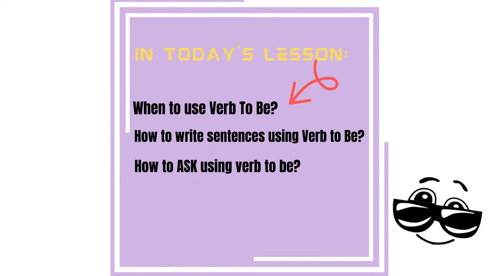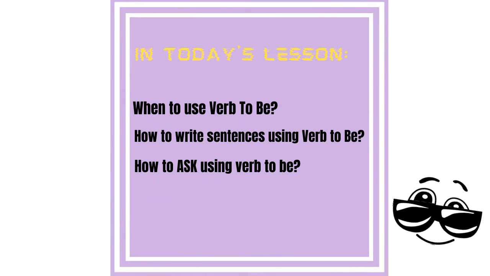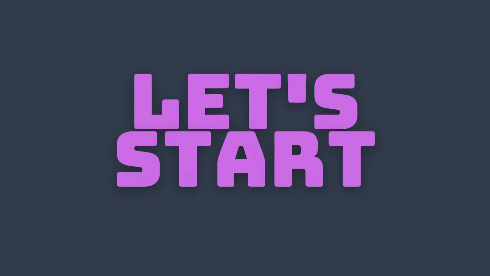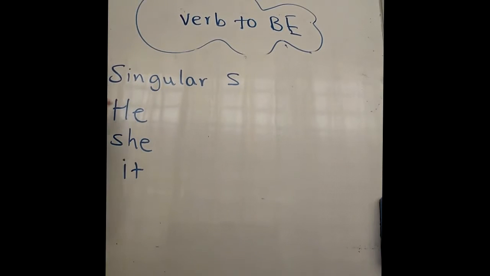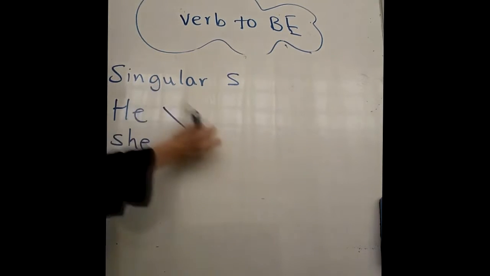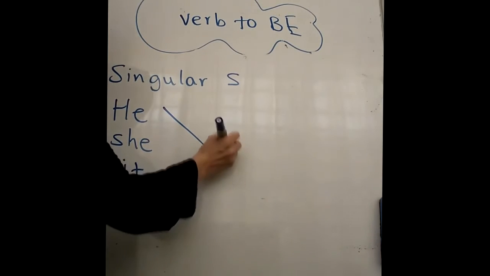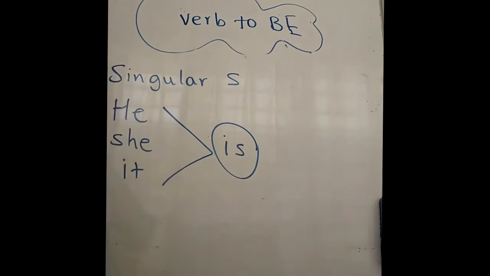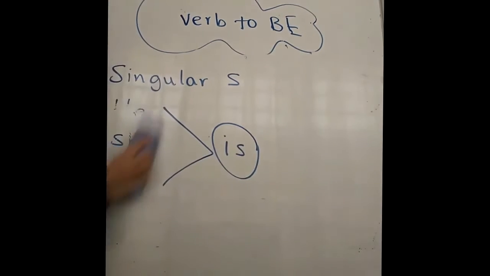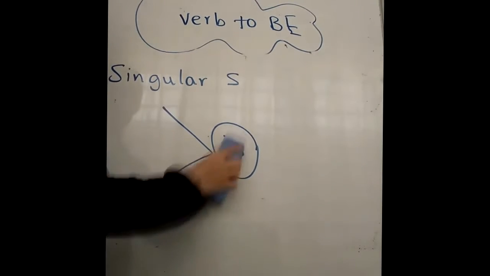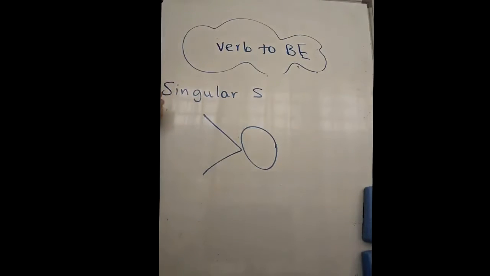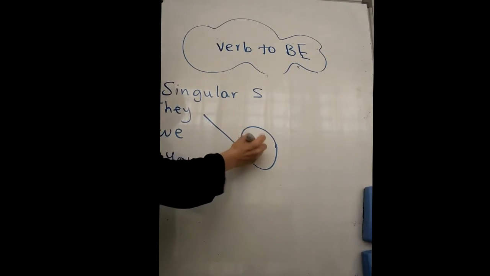Welcome to today's lesson. You might be wondering how we can use the verb to be, or when we are supposed to use it. If we have singular subjects, he, she, it, the present of verb to be will be is. But if we have a plural subject, like they, we, and you, it will be are.